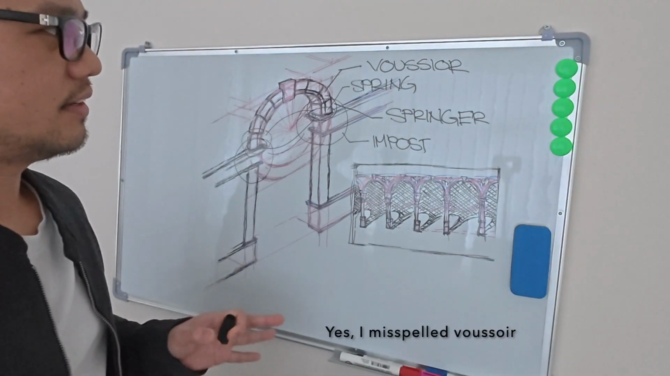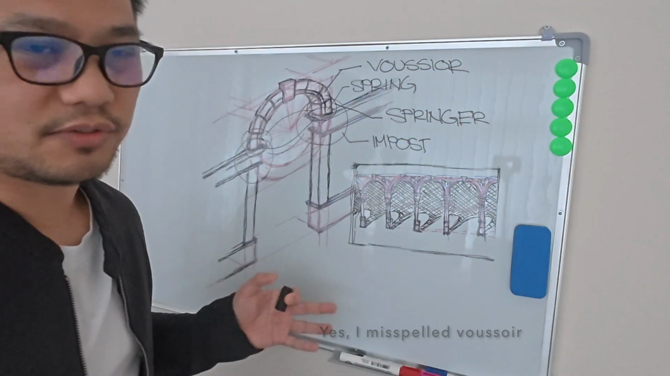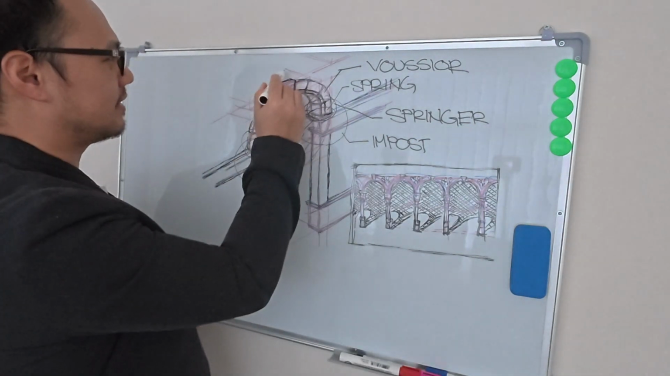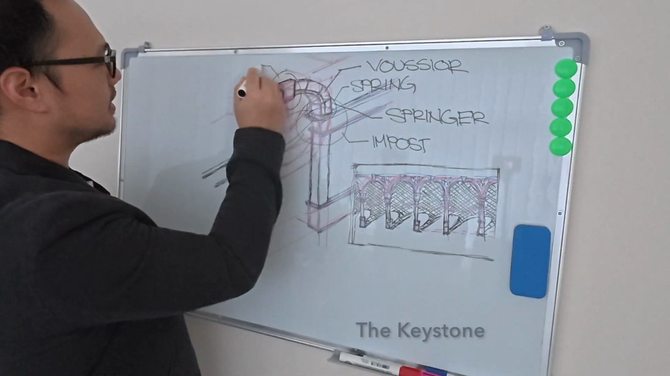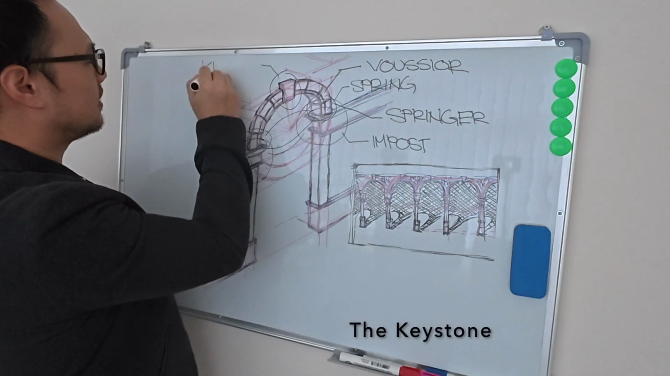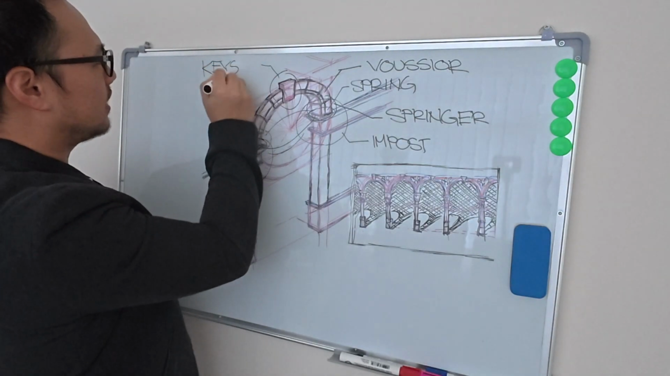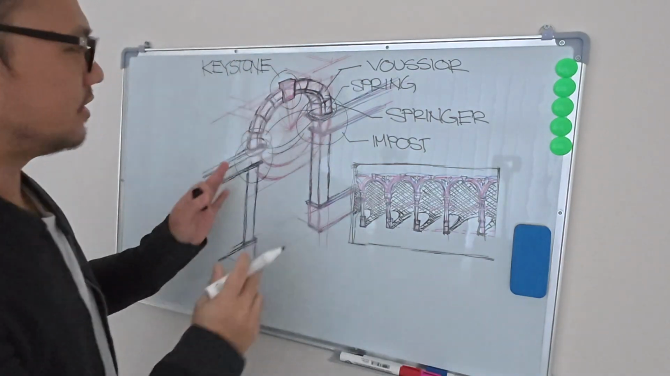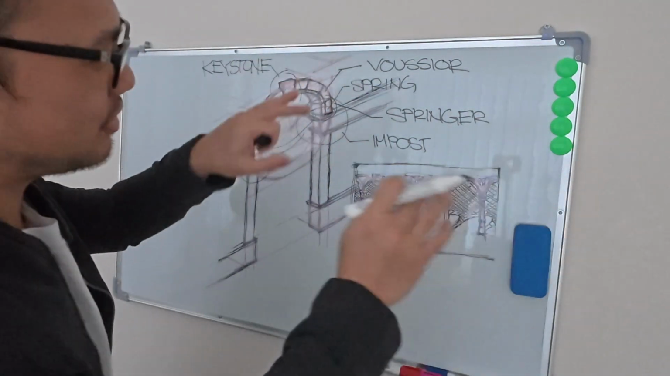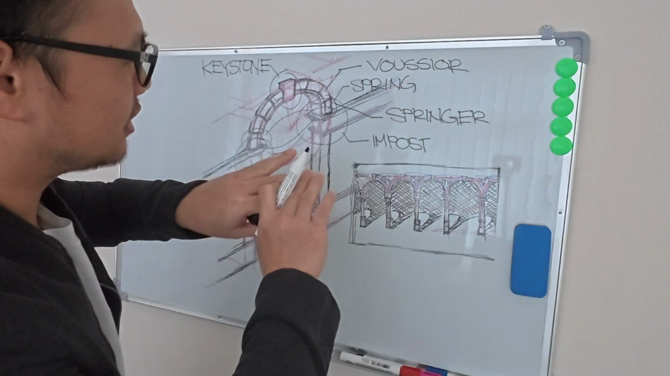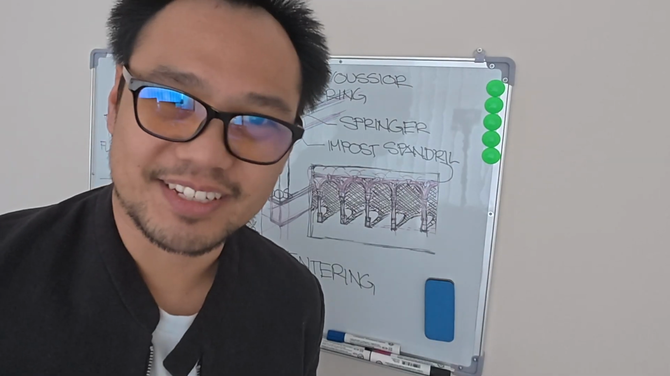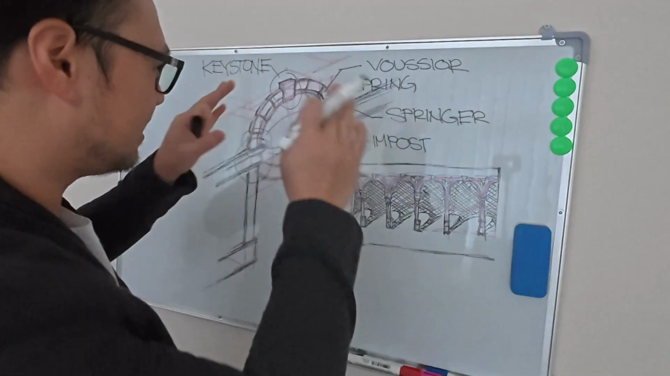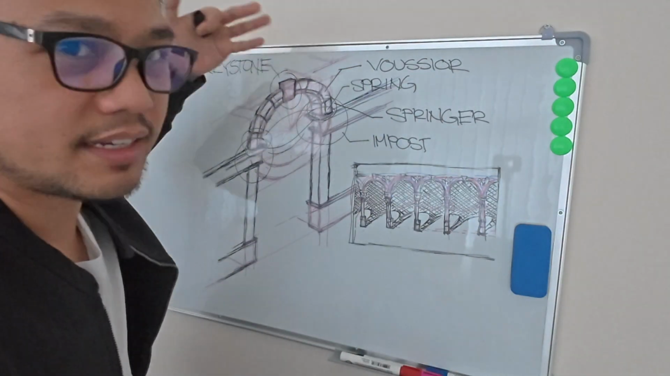So those are the main components of the arch so far, but the most important part of the arch is this piece right here. This component is called the keystone. It's usually the last piece that is installed in the arch. So the keystone is meant to force pressure to distribute between all the voussoirs, that way it stays in place. Then it leads downwards and it carries the weight above the arch.